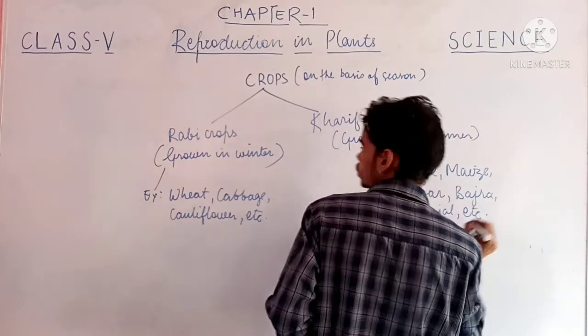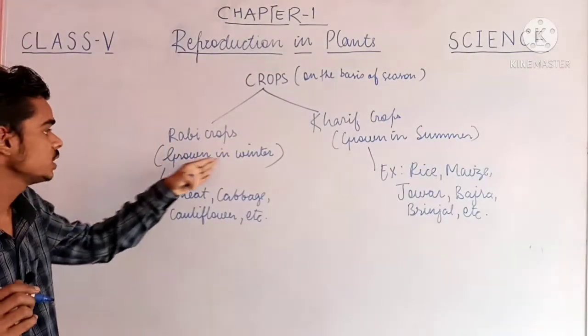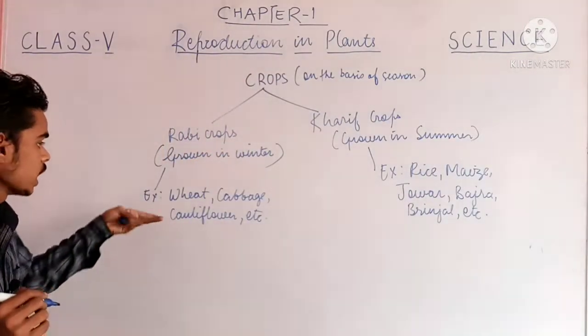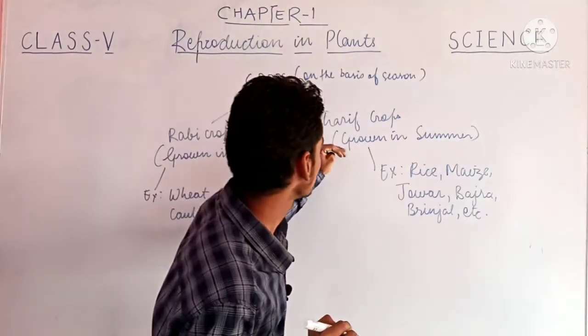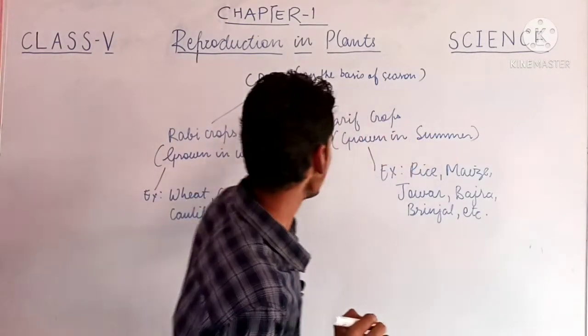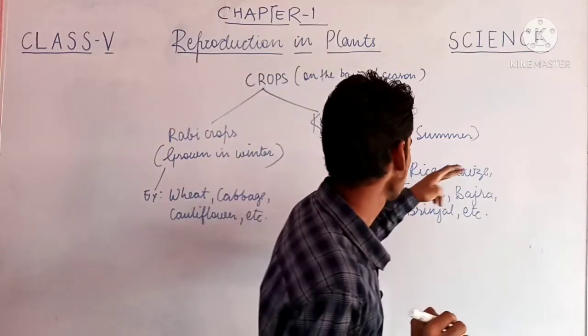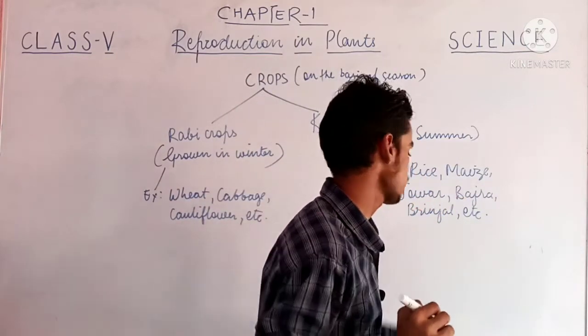So the crops that are grown in winter are called Rabi crops. Examples are wheat, cabbage, cauliflower, etc. The crops grown in summer are called Kharif crops. Examples are rice, maize, jowar and bajra.